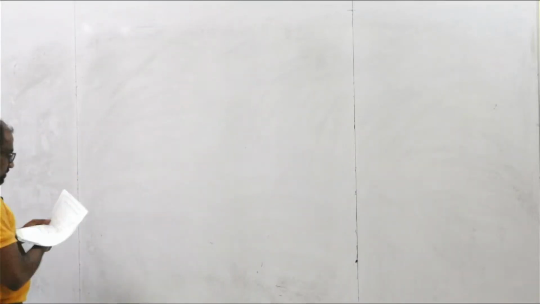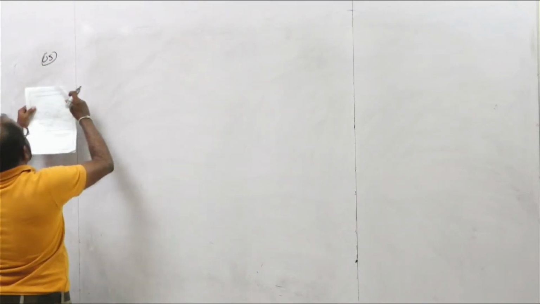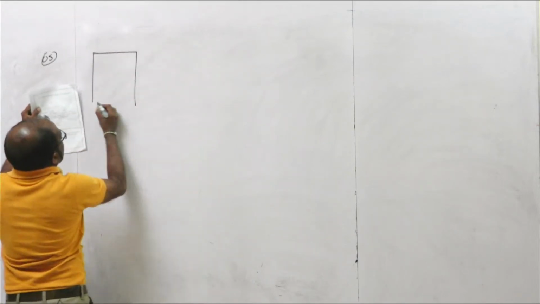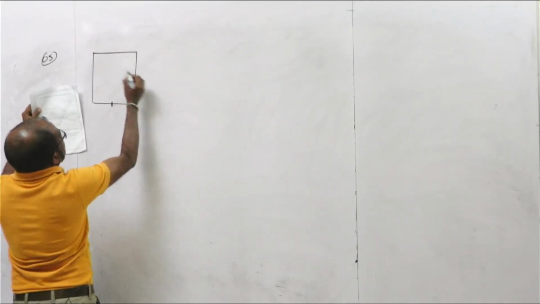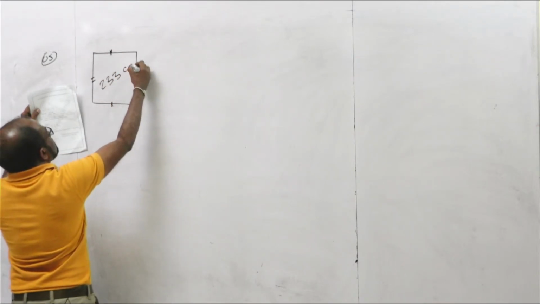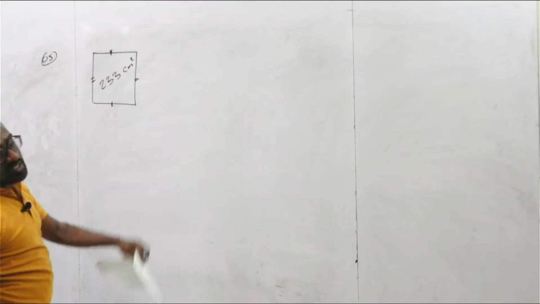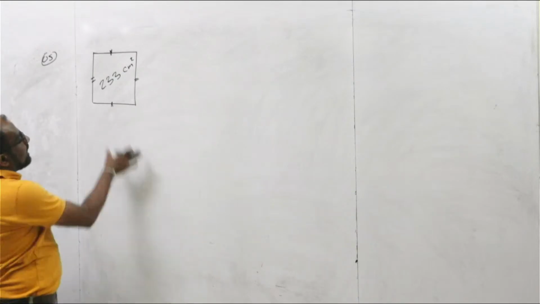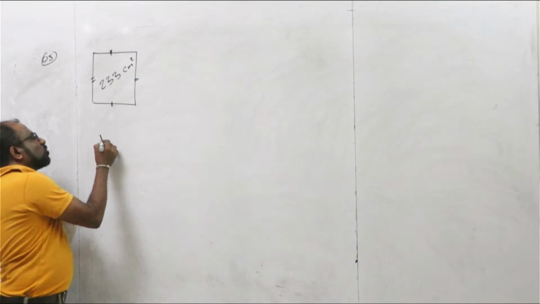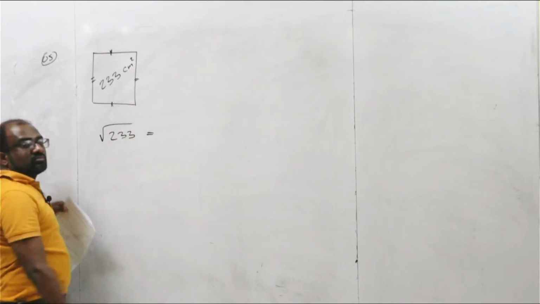Question number 5, the last one. The area of a square-shaped lamina is 233 square centimeters. Find the length of the side to the nearest first decimal. We need the square root of 233 to the nearest first decimal.